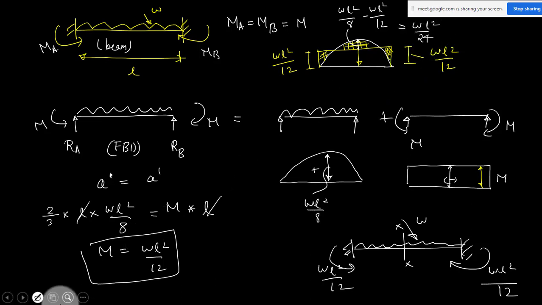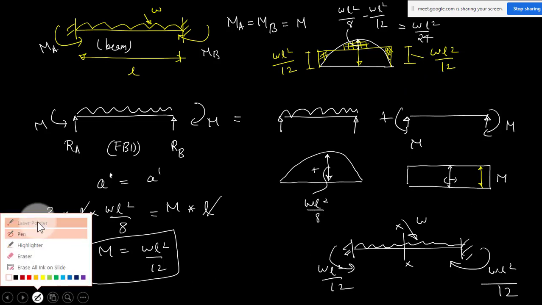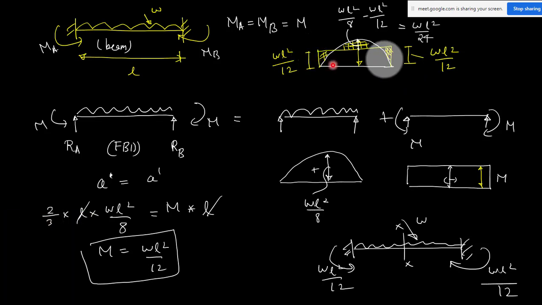So the maximum moment at the support is WL square by 12, and the maximum moment at the midspan is WL square by 24. So for this fixed beam with the UDL, where is the maximum moment and what is the maximum moment value? Maximum moment is not at the center. Maximum moment is at the two ends. This is the maximum moment for this beam. You can see the value WL square by 12. Moment at the midspan is coming WL square by 24 only.